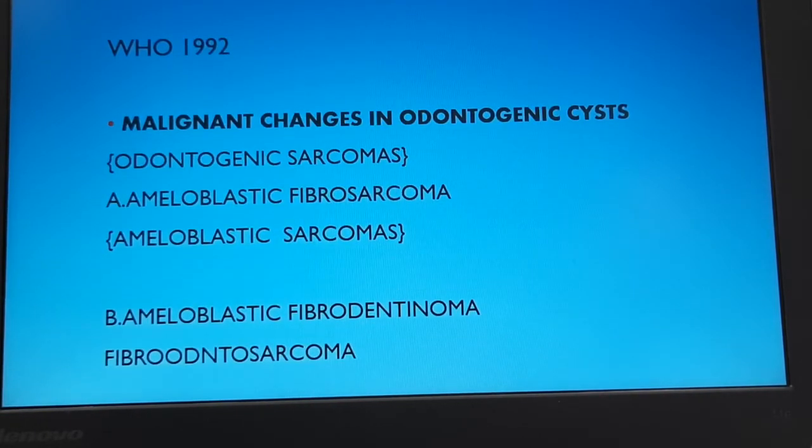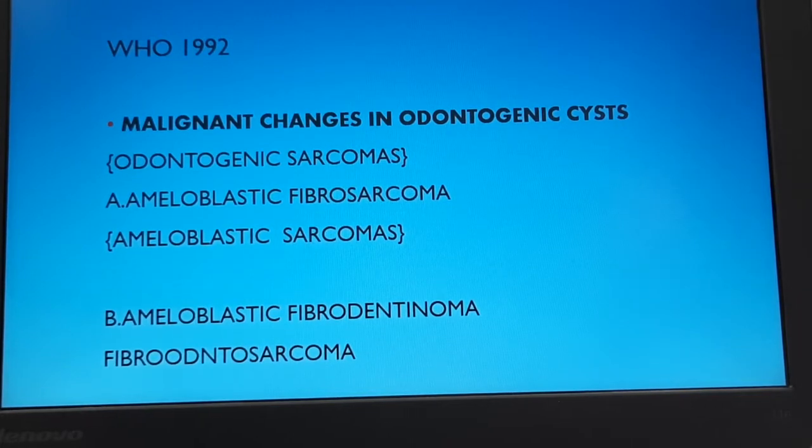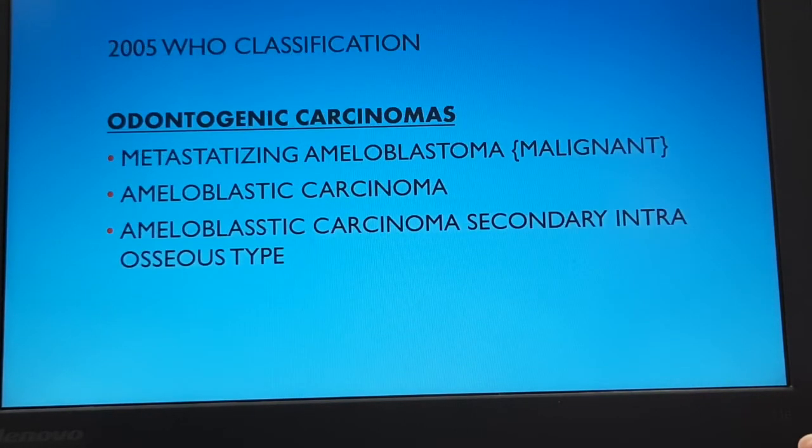In 1992, once again, there was a need for a change in classification, and they described that the malignant changes in odontogenic cysts or odontogenic sarcomas comprised ameloblastic fibrosarcoma, also called ameloblastic sarcoma, and ameloblastic fibrodentinosarcoma. Fibrodentinosarcoma is also described as fibroodontosarcoma. The WHO classification in 2005 further says that odontogenic carcinomas could be metastasizing ameloblastoma, which is malignant in nature, the ameloblastic carcinoma, and ameloblastic carcinoma secondary, of intraosseous type.